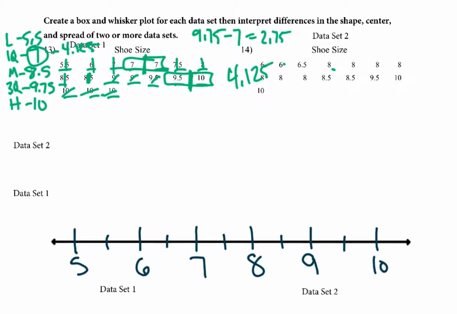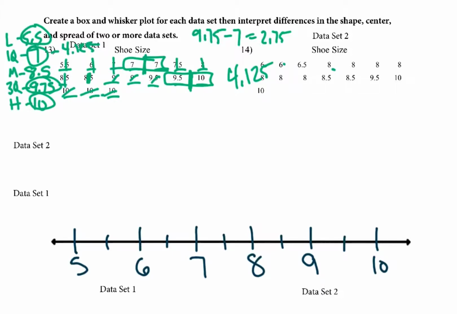So if I go 7 minus 4.125, I get 2.8. My lowest is 5.5, no outlier on the bottom. Then I take my 9.75, add 4.125, I get 13.8, definitely higher than my highest, so no outlier.